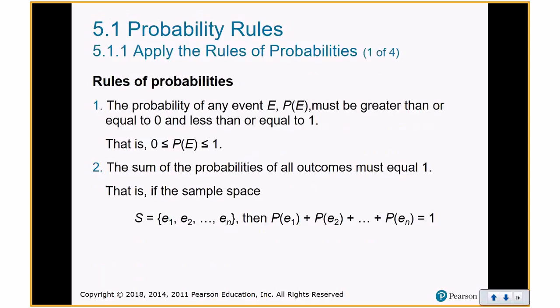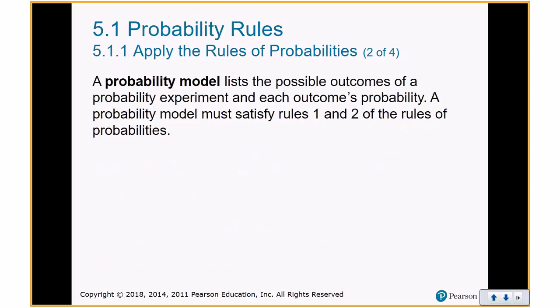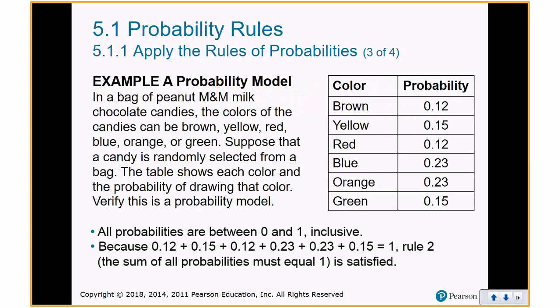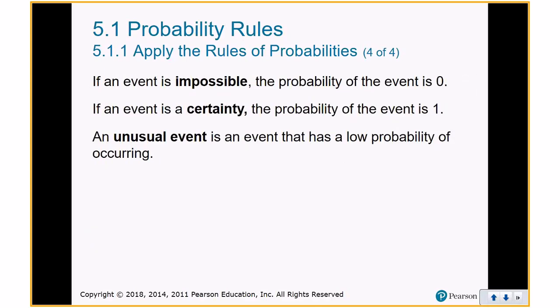I'm trying to, okay, there's where we see the probability is between 0 and what? 1. Okay? A probability model, that's not what I want. Impossible. Okay, write this down. If an event is impossible, and I'm going to ask you a question here in just a minute, if an event is impossible, the probability is 0. If an event is certain, its probability is 1. An unusual event has a low probability of occurring.